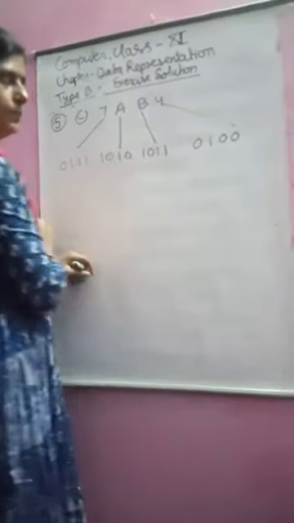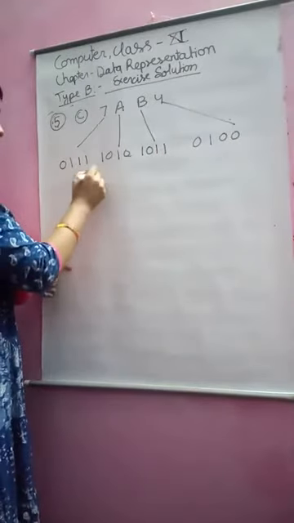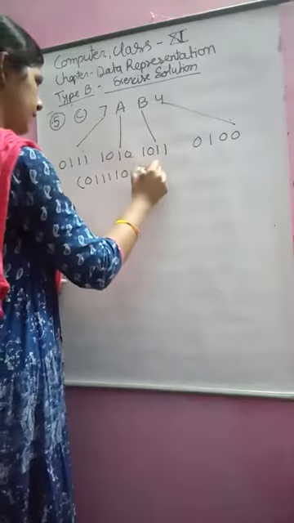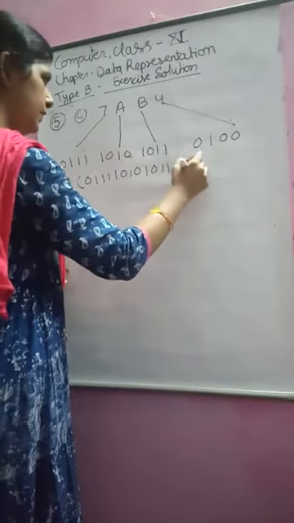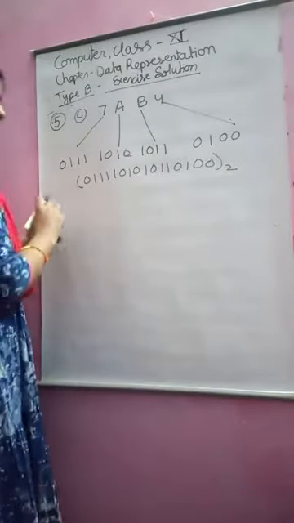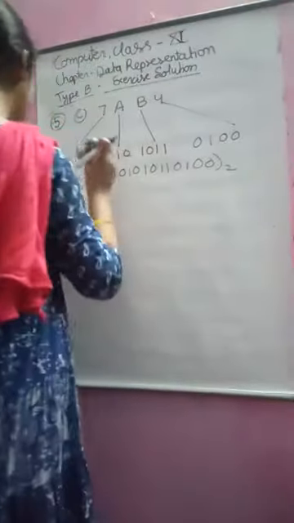Right? Sum up. It's 0111, 1010, 1011, 0100 in binary. Right? Now question number 6. Convert the following hexadecimal number to binary.